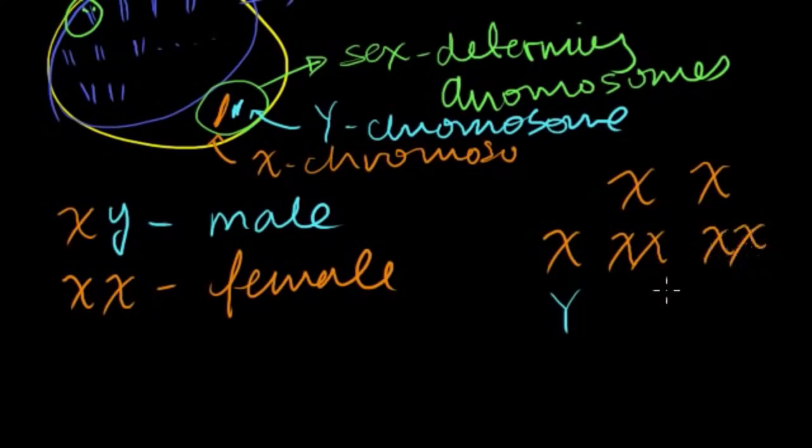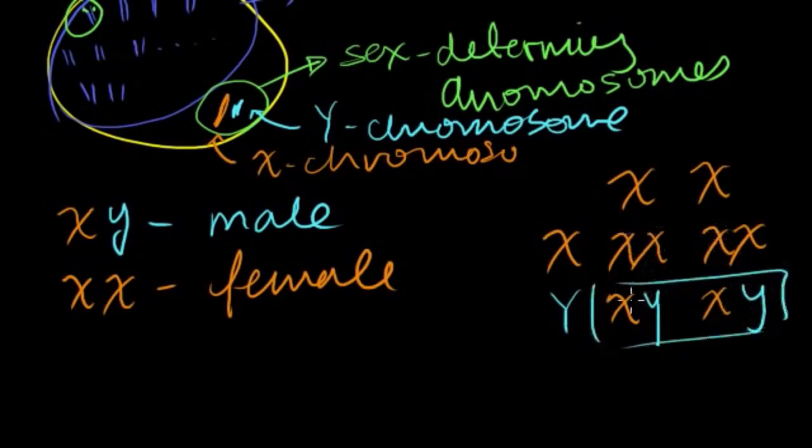That would be a female as well. Or, well, your mom's always going to be donating an X chromosome. And then your dad is going to donate either the X or the Y. So in this case, it'll be the Y chromosome. So these would be female, and those would be male. And it works out nicely that half are female and half are male.